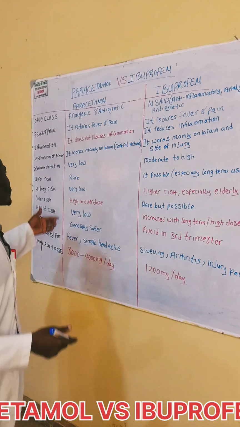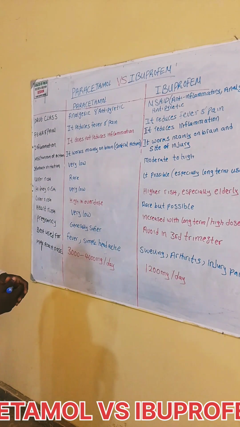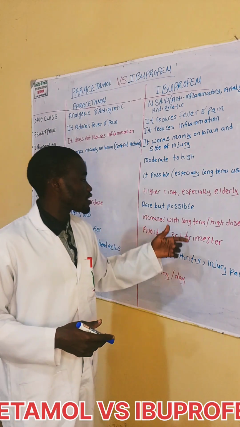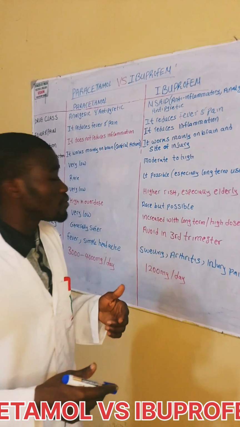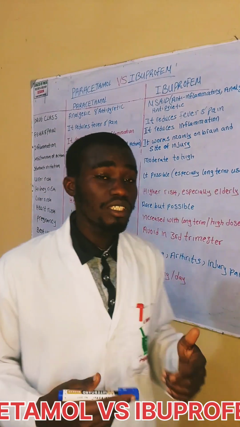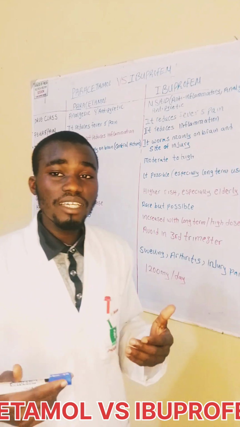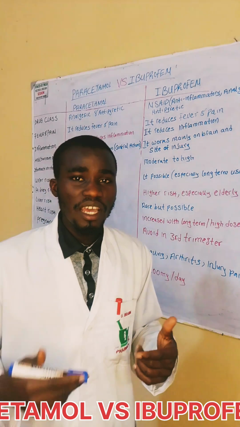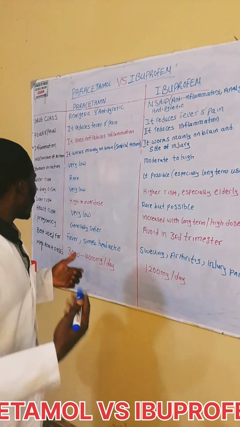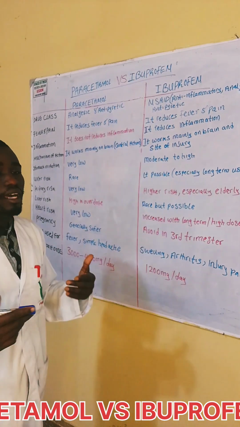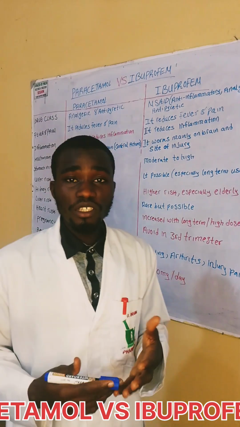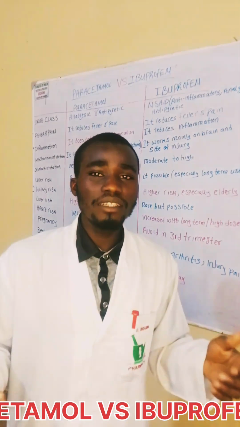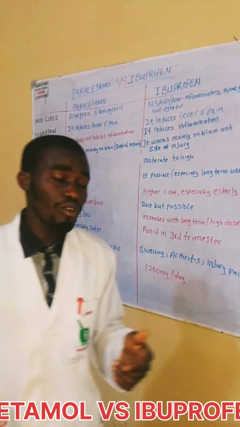What about heart risk? Does paracetamol cause heart risk? It is very low. While with ibuprofen, it increases with long-term use. According to the studies, scientists that have studied ibuprofen found out that people that use ibuprofen long term have a higher risk, which can cause a lot of cardiovascular risk like thrombosis and stroke and many other cardiovascular risks.